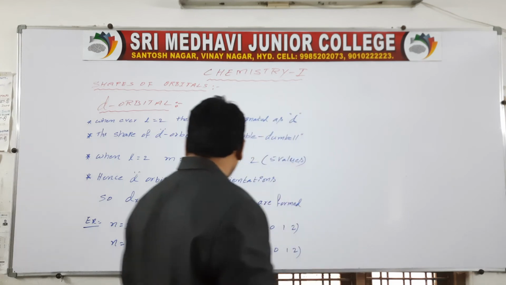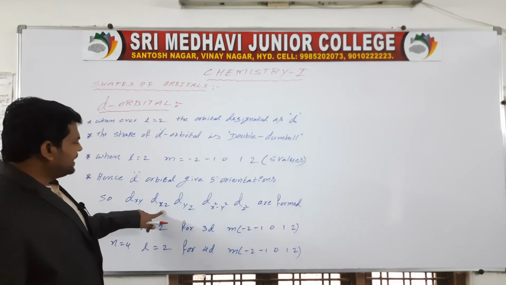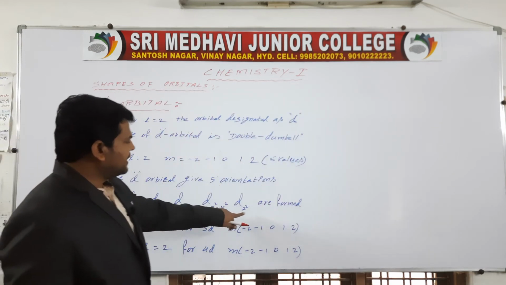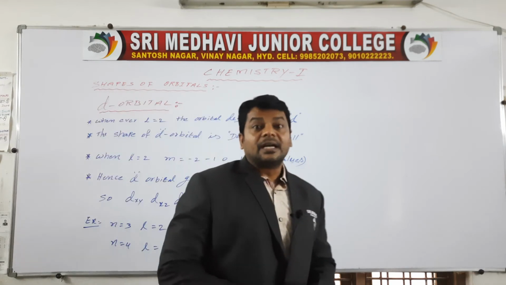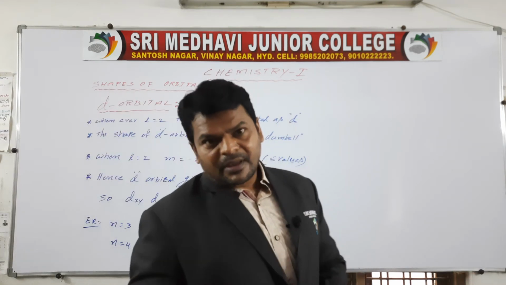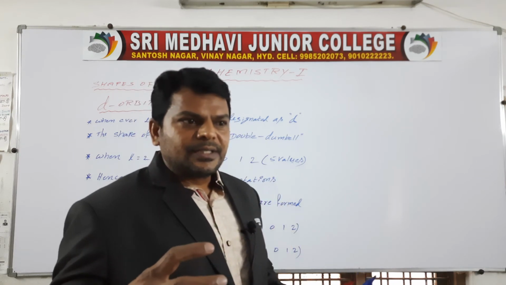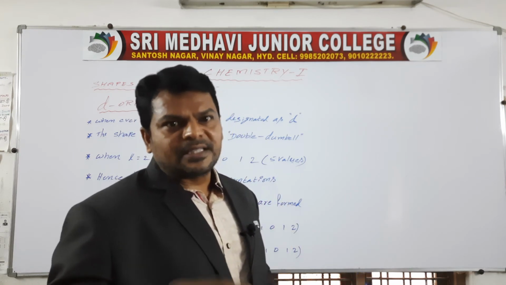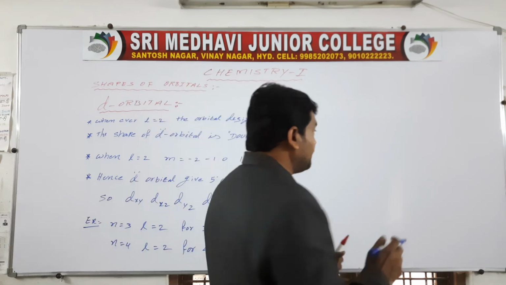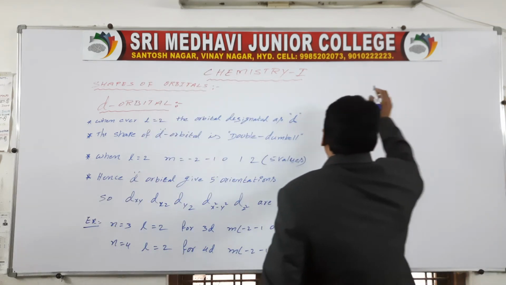Now these dxy, dxz, dyz, dx square minus y square, dz square are called degenerate orbitals. Why are these called degenerate orbitals? These 5 orbitals have similar energy. That's why these are called degenerate orbitals.